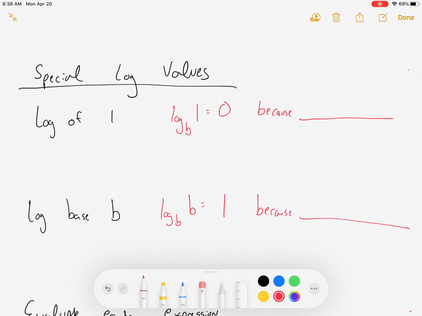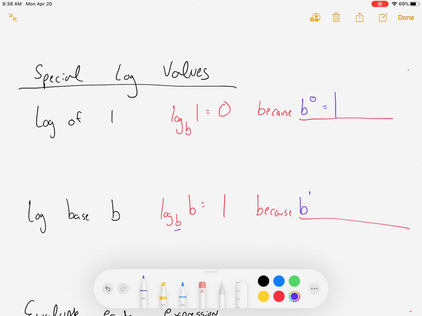We do have a few special log cases. First of all, the log of 1. And again, this is written as log base b of 1 equals 0. So if I want to write that in exponential form, what would that be? Well, left b to the right power 0 equals the middle number 1. b to the 0 power equals 1. Well, any number we would plug in for b would be 1, because again, any number to the 0 power is 1.